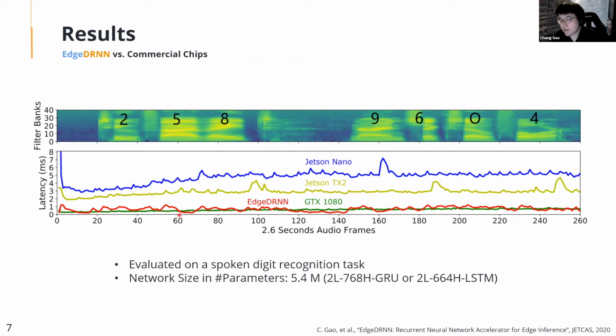If you look at the figure, the horizontal axis is the time, a frame, and the vertical axis is the latency. As you can see, the EdgeDR burns only 2 watts, but can achieve comparable latency compared to the GTX 1080, which is a over 100-watt GPU card. And it's much faster than other embedded platforms like the Jetson TX2 and Jetson Nano.